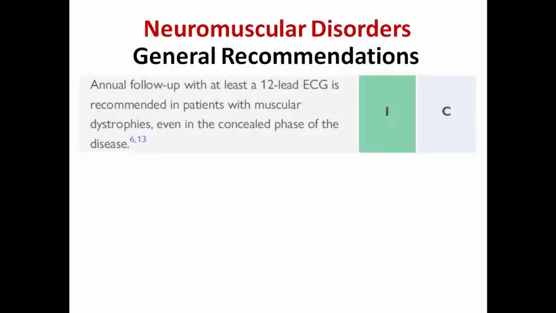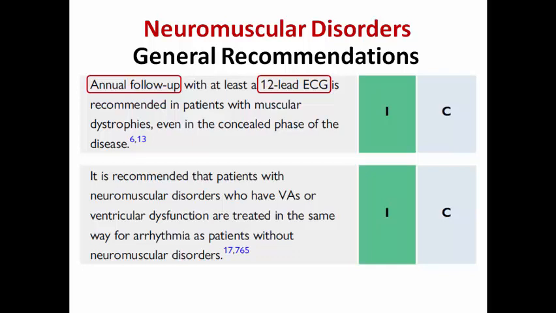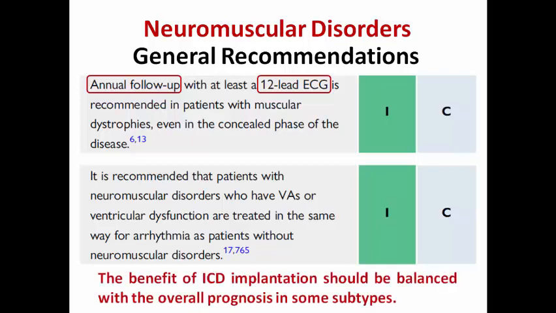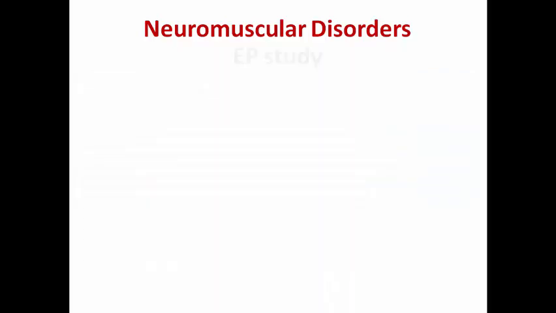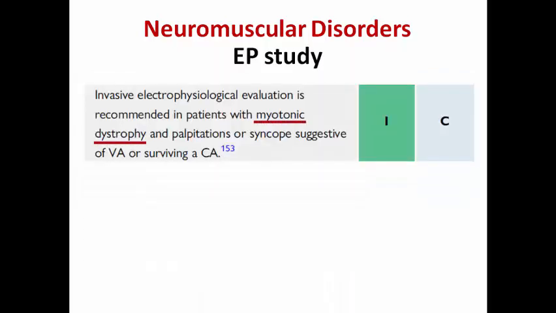The general recommendation so far is that annual follow-up with at least a 12-lead ECG is recommended in patients with muscular dystrophy, even in the concealed phase of the disease, due to the common presentation of conduction disorders or sometimes tachyarrhythmias. Patients with neuromuscular disorders who have ventricular arrhythmias or ventricular dysfunction should be treated in the same way for arrhythmia as those without neuromuscular disorders. And here, of course, the benefit of ICD should be balanced against the overall prognosis in some subtypes, as we mentioned before.